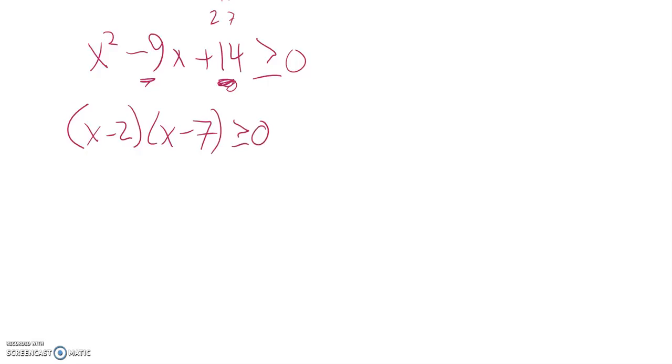And now I want to know when this equals 0. So the thing that makes this a 0 is 2. And the thing that would make this part a 0, 0 times whatever, is 7. So there's my boundary points, 2 and 7. It's closed because it's equal to.